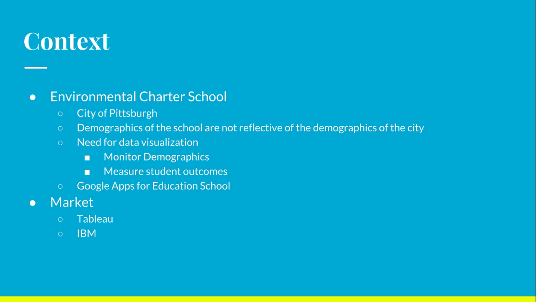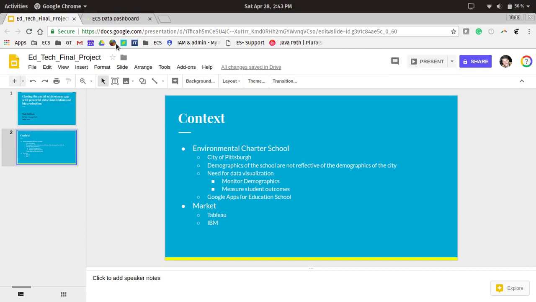The Environmental Charter School, or ECS, is a Google Apps for Education school. So much of their data lives in Google Apps currently. Out there on the market, as far as visualization tools, there's certainly a number of players. Two of the biggest are IBM and Tableau. One of the biggest issues is cost. These are very expensive tools, and it became very clear very early on that would be outside the scope of what I would be able to do for ECS. So the choice then was to create a custom tool.